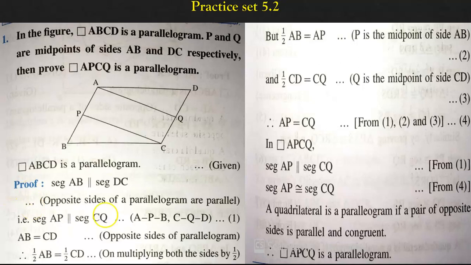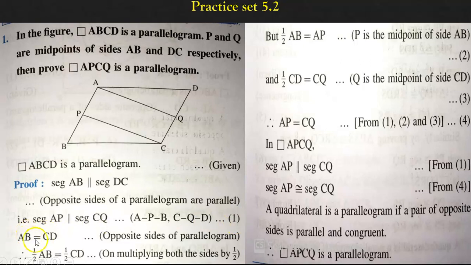According to given information, this particular quadrilateral ABCD is a parallelogram. Therefore, side AB is parallel to side DC. Opposite sides of parallelogram are parallel. That is, if AB is parallel to DC, that means AP is parallel to CQ because these are part of the bigger sides. So we have AP parallel to CQ. The reason: AB parallel to CD. I am naming this as statement 1.